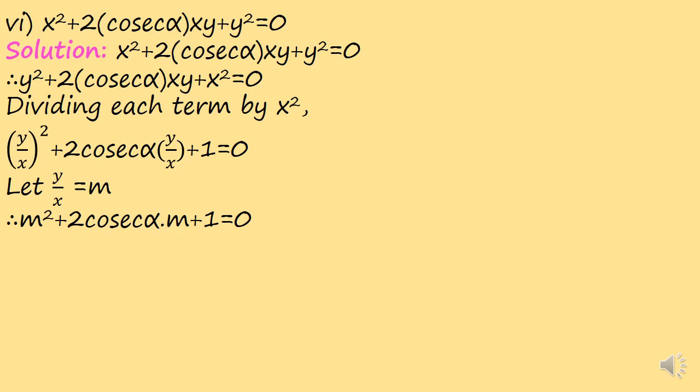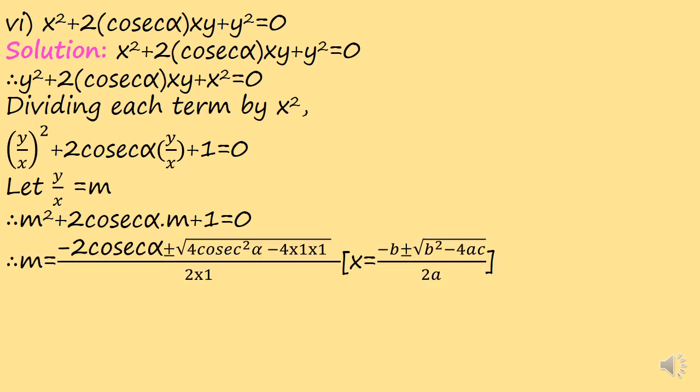So we solve it by the method of formula. That is, we use the formula method to solve it. The formula method, if you remember in your 10th standard, the roots of the equation by that method are x is equal to minus b plus or minus root of b square minus 4ac upon 2a. The same thing is done over here. If you observe, m is equal to minus 2 cosec alpha plus or minus root of 2 cosec alpha the whole square, that is 4 cosec square alpha minus 4 into 1 into 1 upon 2a, that is 2 into 1.